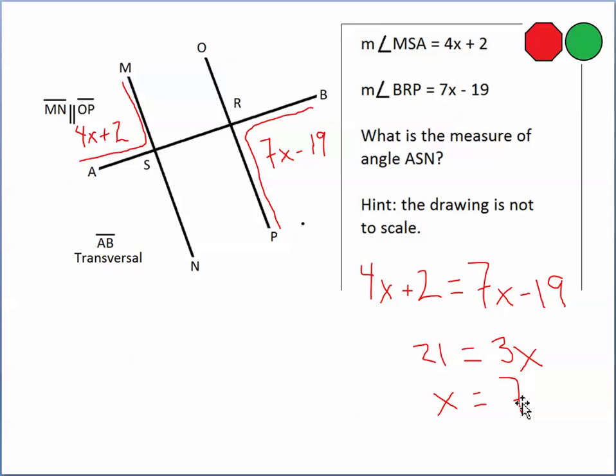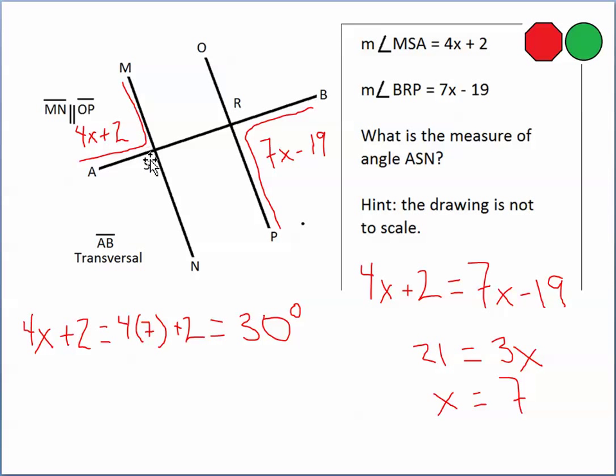It's on the way to finding the right answer, but now we can plug this information in right here, x equals 7, back in over here to be 4x plus 2. And when we do that, we come up with 4x plus 2 is equal to 4 times 7 plus 2 equals 30 degrees. That means this is 30 degrees. But what does the original question ask us? Well, it says, what's the measure of angle ASN? That would be, what's the measure of this angle right here?